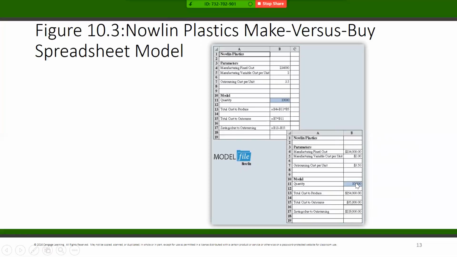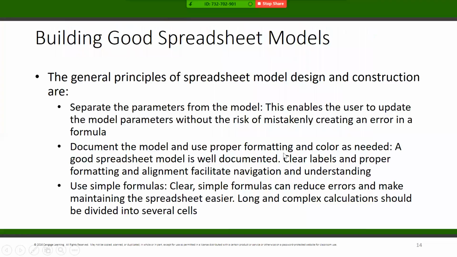Now, we have to go through all this and figure out, well, what about 20,000? What about 30,000? What about 40,000? That's the trial and error approach, and we don't want to use that because it's going to take a lot of time. Luckily, Excel has a what-if analysis tool that's going to help our model further analyze the problems.